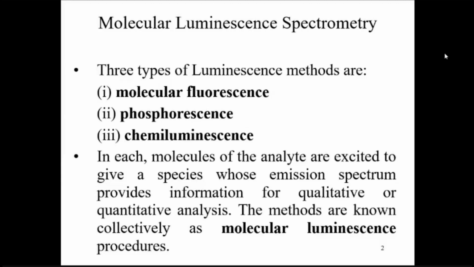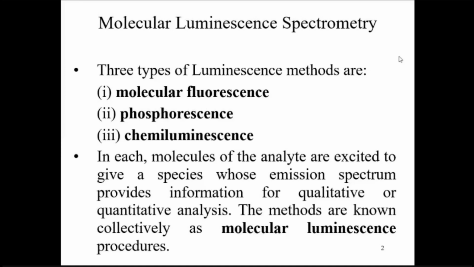So fluorescence spectroscopy. Fluorescence spectroscopy is a type of molecular luminescence spectroscopy. Luminescence is a phenomenon where light is emitted by a substance. It's called luminescence; lumen means light. There are three types of luminescence methods for spectroscopy available for analysis: molecular fluorescence, phosphorescence, and chemiluminescence. Let us see every type one by one. Fluorescence, or luminescence, I should say.